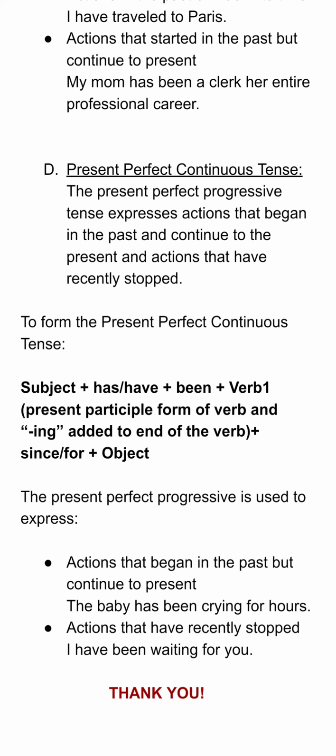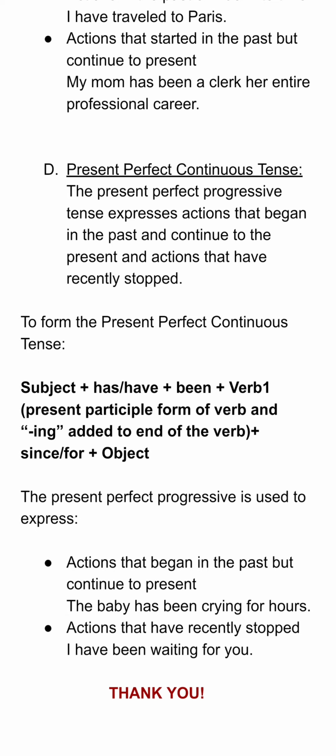Now, the present perfect continuous or progressive tense is used to express actions that began in the past but continue till the present course of time. For example, the baby has been crying for hours. Another one that such sentences express is actions that have recently stopped. I have been waiting for you. That means I started waiting for you. I continue to wait for you, but just some time back I have stopped waiting for you. Isn't it? This is what the sentence indicates.